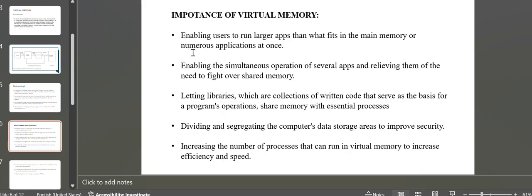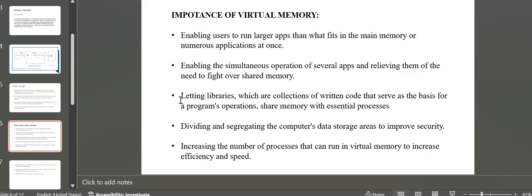Importance of virtual memory: enabling users to run larger apps than what fits in the main memory, or numerous applications at once; enabling the simultaneous operation of several apps and relieving them of the need to fight over shared memory; letting libraries, which are collections of written code that serve as the basis for program operations, share memory with essential operators; dividing and segregating the computer's data storage areas to improve security.